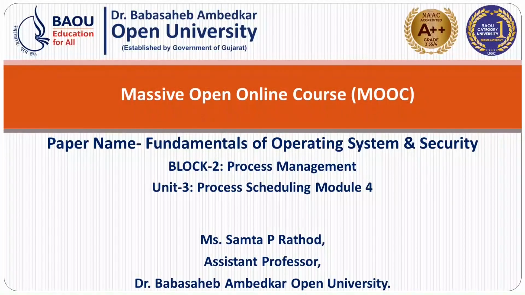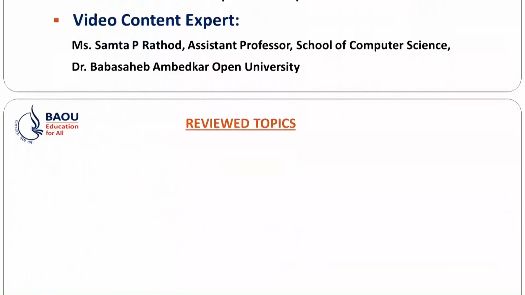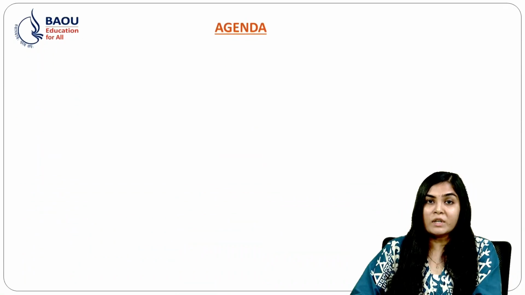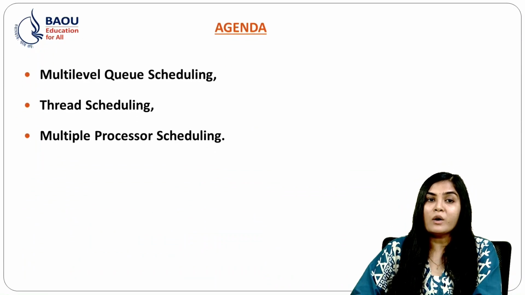So, in today's session, we are going to learn about fundamentals of operating system and security. The block number 2, which is process management, which includes unit number 3, process scheduling. So let's start today's session. In last session, we have learned about round robin scheduling algorithm and priority scheduling. So today's agenda will be to learn about multi-level queue scheduling and thread scheduling and multiple processor scheduling.